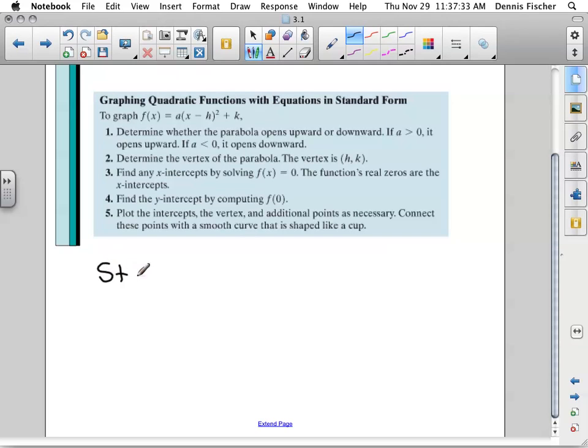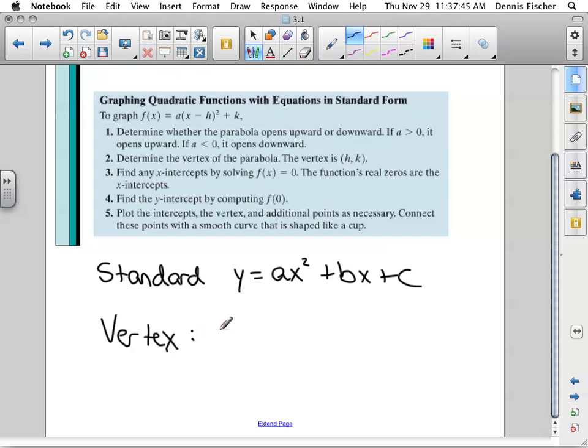Standard form of a quadratic, I'm going to say, is this: y is equal to ax squared plus bx plus c. Vertex form of the equation is y is equal to a times (x minus h) squared plus k. One's standard form, the second is vertex form.